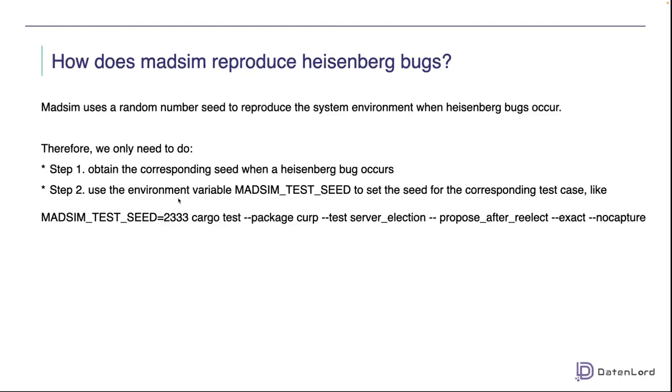And in Madsim, when creating the runtime, a specific seed needs to be specified. This runtime will use this seed to create a global random number generator and override libc's random function, ensuring that all the random numbers in the runtime are deterministically generated from this seed. Additionally, all I/O operations in the runtime, including the timer and network status and exposure, are derived from this seed. Therefore, once this seed is determined, the system running state is fixed, ensuring that the same seed will produce the same result each time it runs.